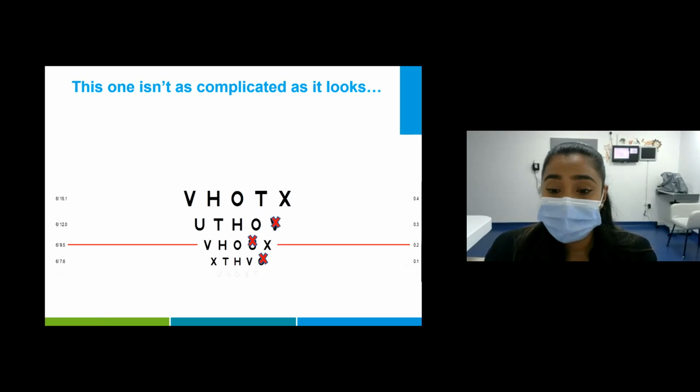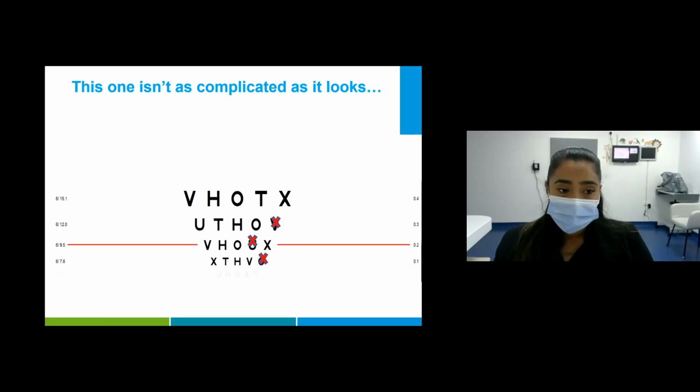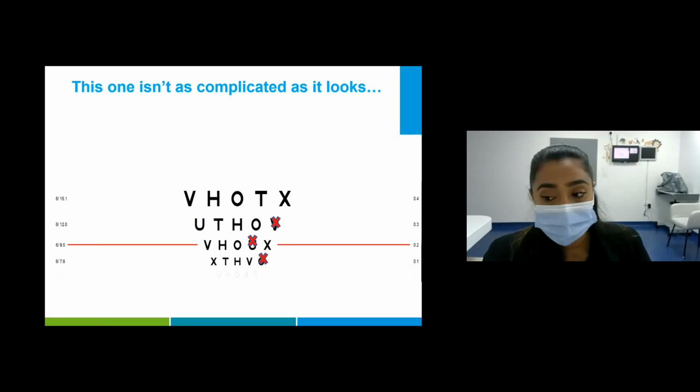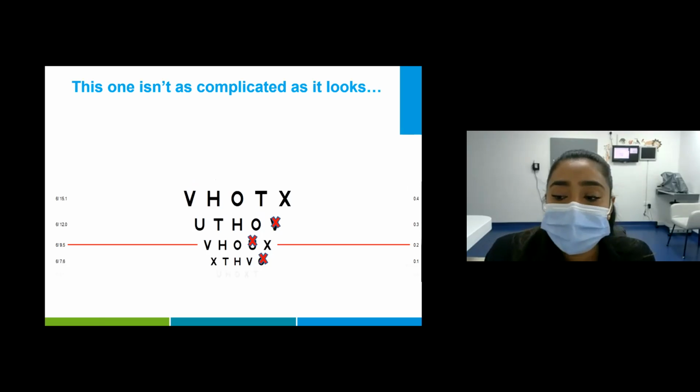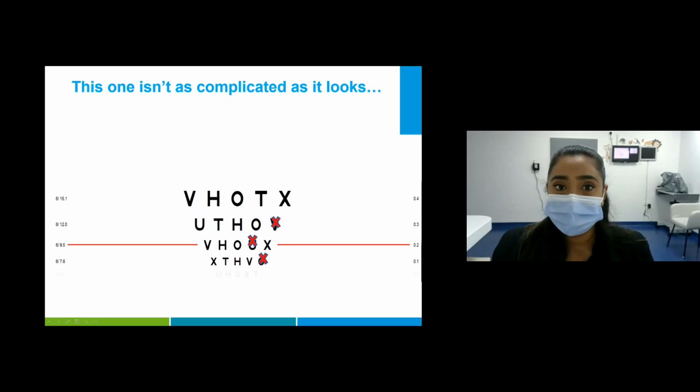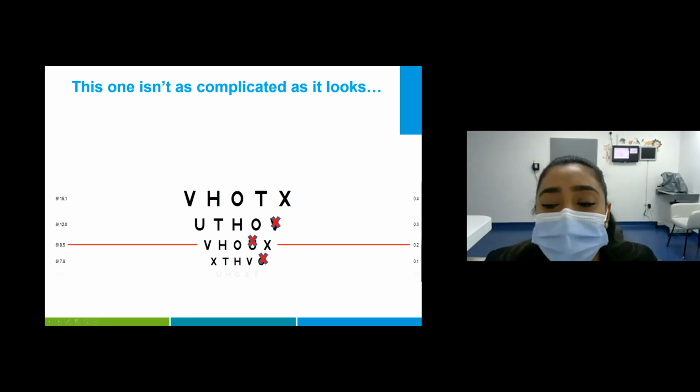This one's not as complicated as it looks, but you can see the patient's got one incorrect on those three lines. So I can go through this. Does anybody have an idea of what the score would be? Feel free to unmute and answer if you know. Otherwise, I'm happy to give the answer.